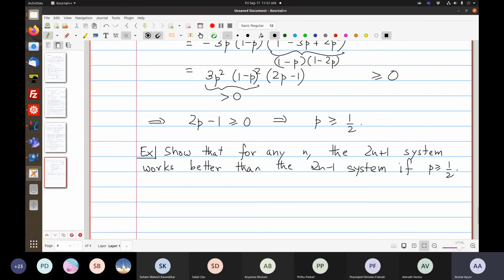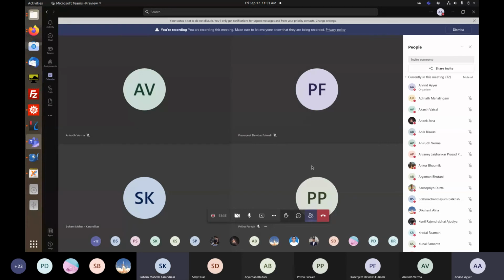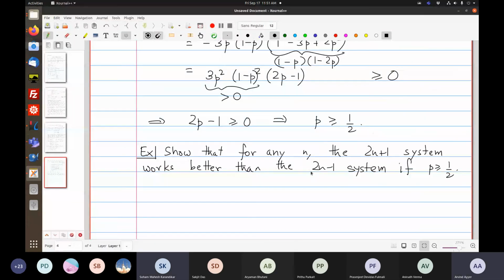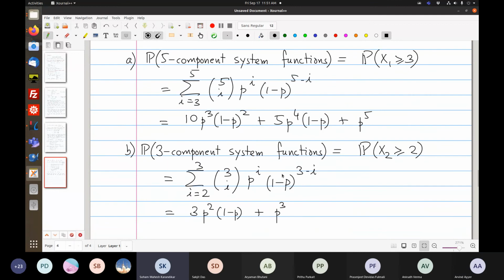Any questions about this? Sir, if instead we would have said that the probability of a 5-component system working is 5C3 into p cubed, wouldn't that be sufficient? What is the mistake in approaching the question like that? So let's check. So you are saying that this probability should just be 10p cubed?